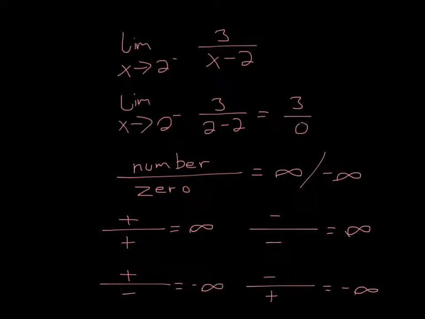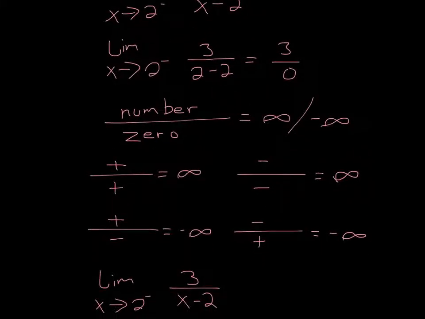But how would you know that? You can tell if something's going to infinity if it's a number over 0. So we know it does not exist, but we can now determine whether it goes to infinity or negative infinity. If it's a positive number on top and a positive number on the bottom, it'll go to infinity. If the negative number is on top and a negative number on the bottom, it'll still go to infinity. And if the signs are swapped, it'll be negative infinity.